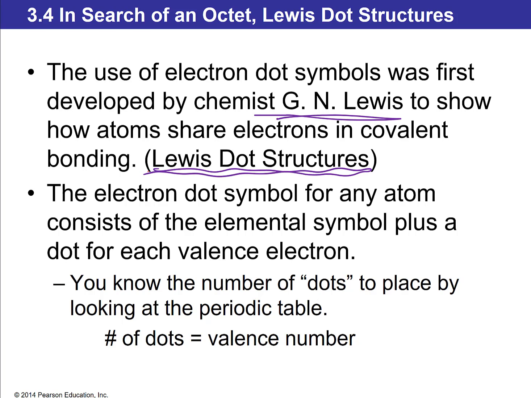Lewis dot structures just put the symbol, and put a dot around the symbol, 1 for each of the electrons in the outer shell. They name those electrons valence electrons. Sometimes they call it the valence number. That is just the number of electrons in the outermost shell.